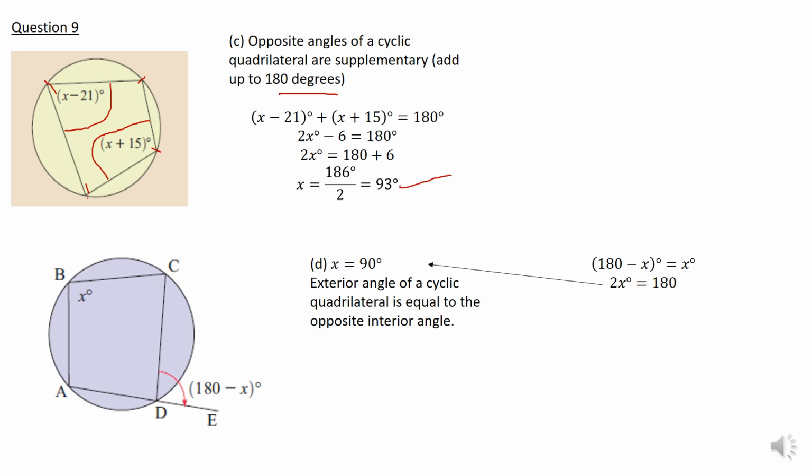Another very interesting one is that the exterior angle of a cyclic quadrilateral, like the whole one here, is always equal to the opposite interior angle. So that is why I'm equating them there. I solve for x, and that's how I know that the answer is equal to 90 degrees.